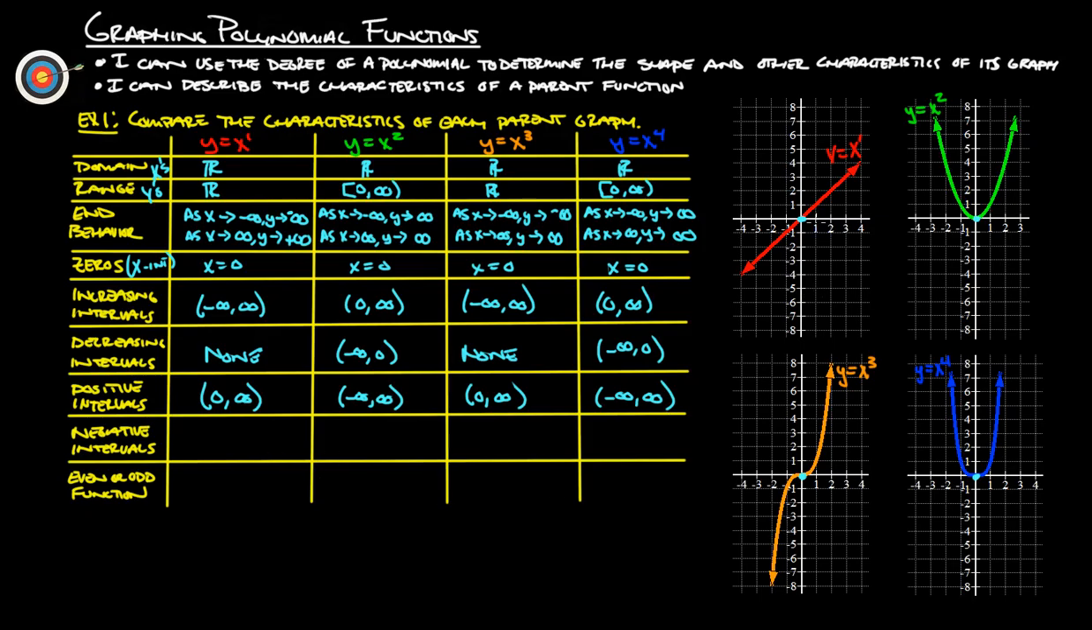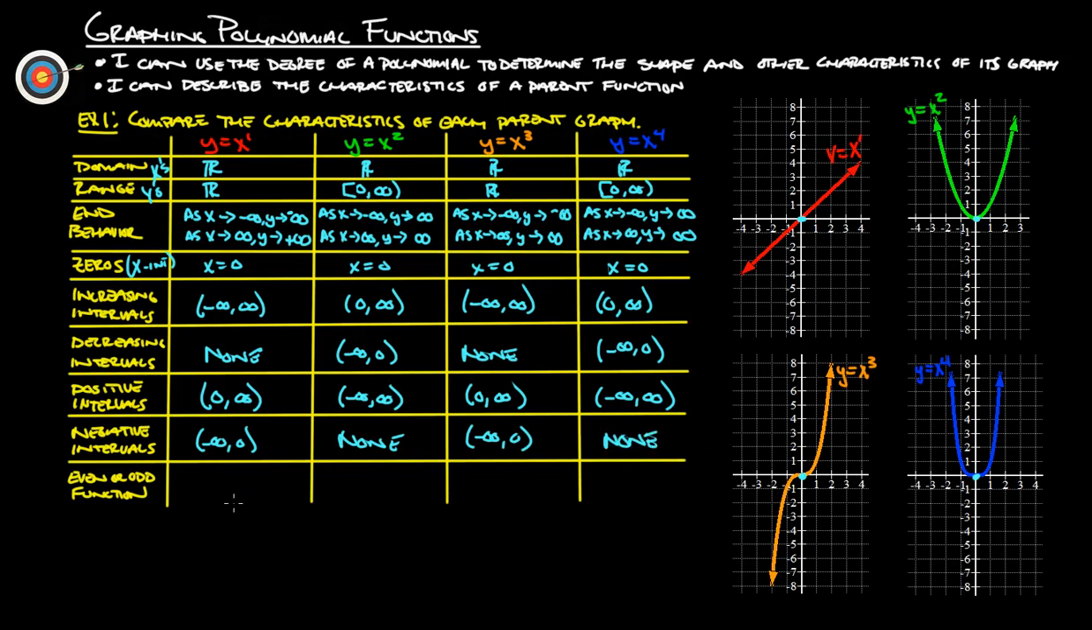Okay, negative intervals. This one's negative when it's from negative infinity up to 0, right? Negative infinity to 0. And then this one doesn't have any negative intervals. Everything's positive, so none. And then this one here is negative from negative infinity up to 0. And this one's always in the positive, so this also has none.